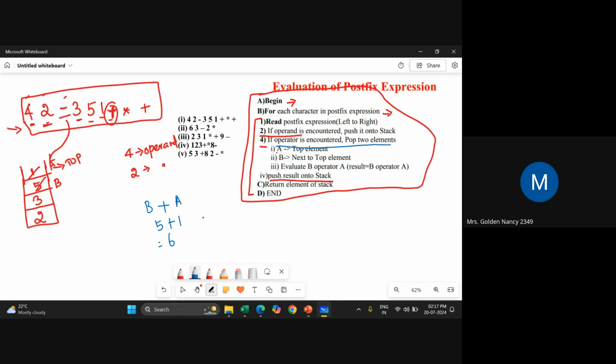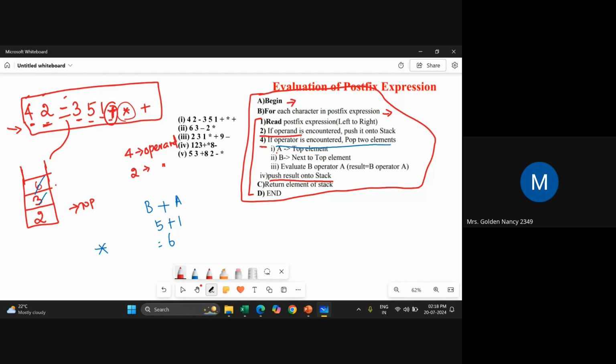Once the evaluation is done, you push that element into the stack. So now I'll push the result back into the stack. Now top is this. Next is star. Star is an operator. Whenever you encounter an operator, you pop two elements from the stack. So this and this are popped. So this is my top now.